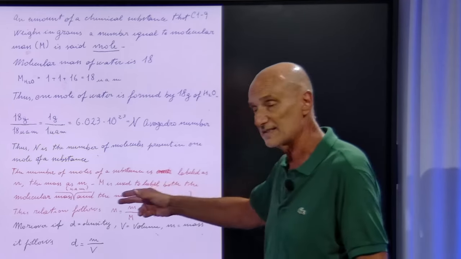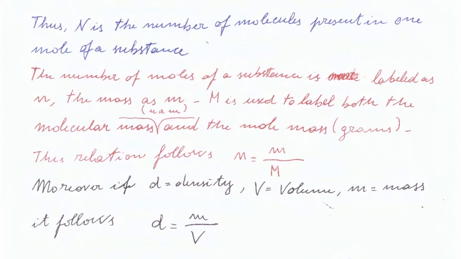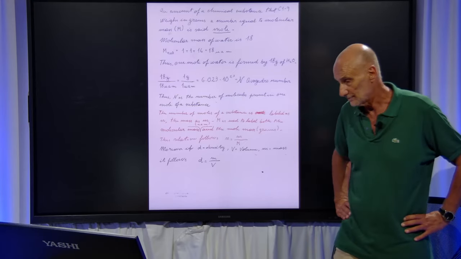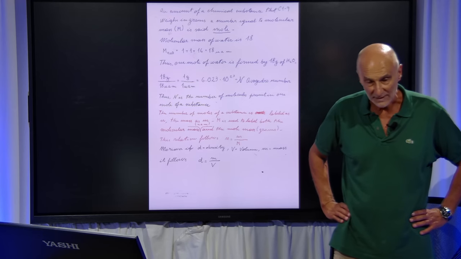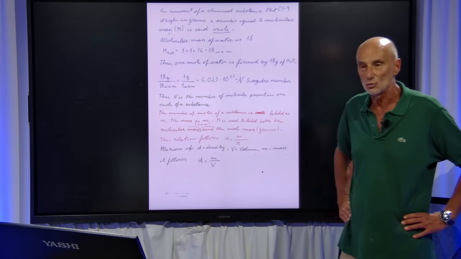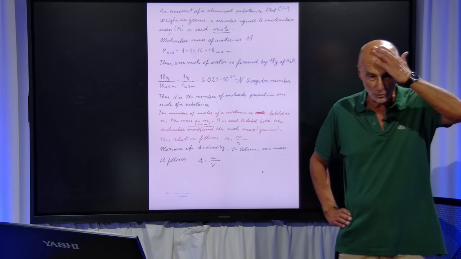Obviously, the reverse formulas may also be used. Namely, the mass of a compound is equal to the number of moles multiplied by the molar mass, and also the molar mass is equal to the mass of the compound divided by the number of moles. Then I would like to show you another relation which is very often used in chemistry. You know, in chemistry, the density, which is usually represented as D, is defined as the mass per volume unit.